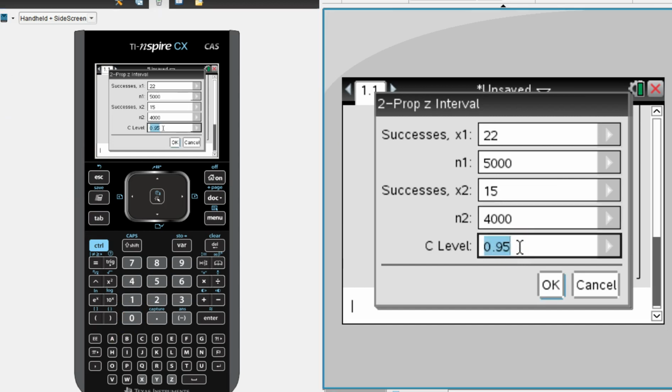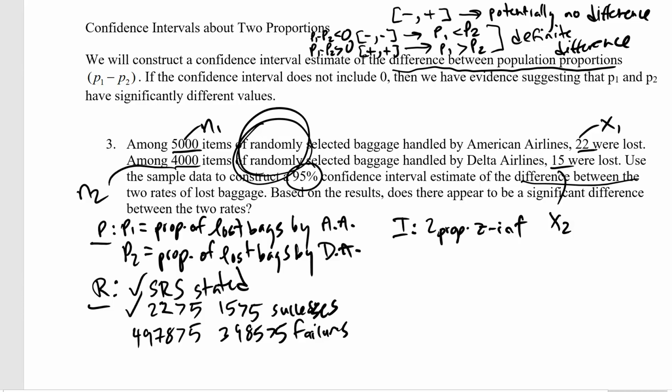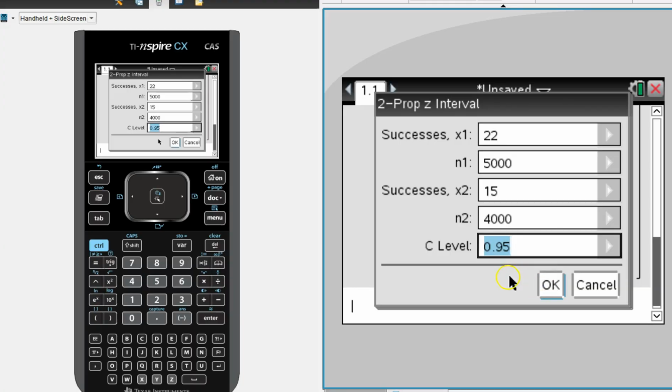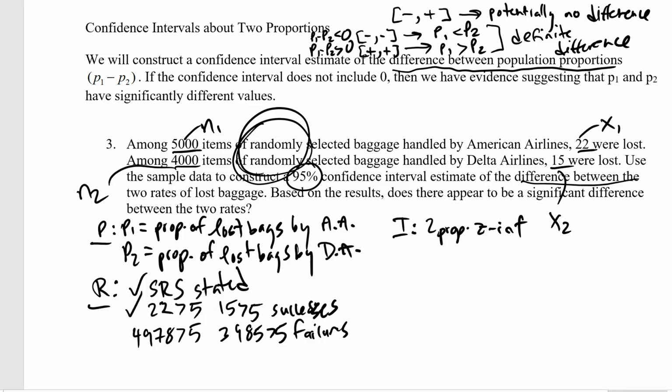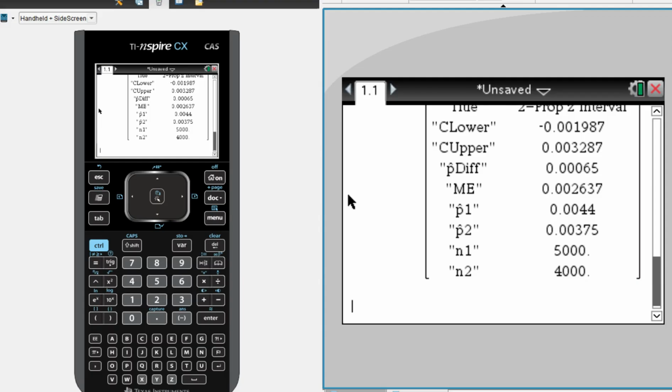And did they give me a confidence interval? They said 95%, so that's what we use. And I want to know if there's a difference. What do I need to write down? If you're not sure, write it all down. But all we really need is the lower and the upper, okay? Negative 0.002 to 0.003.